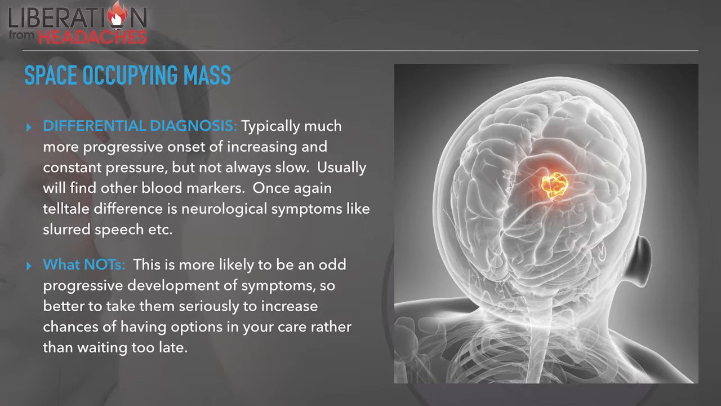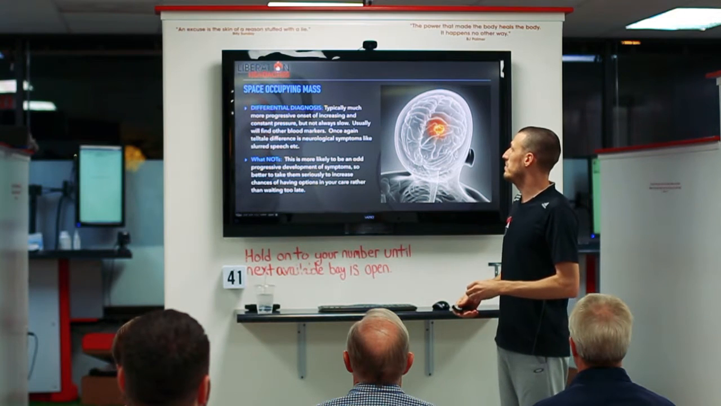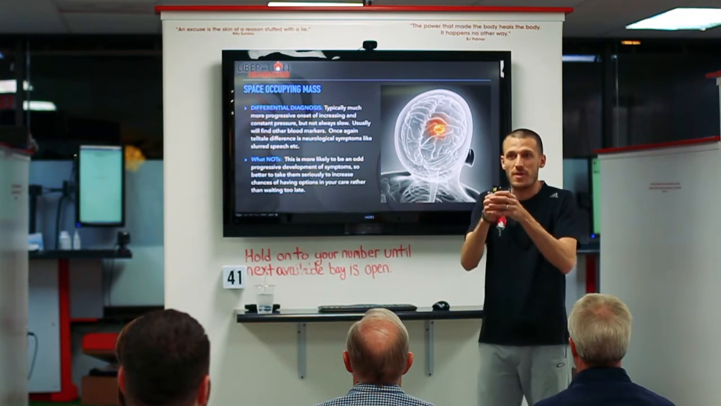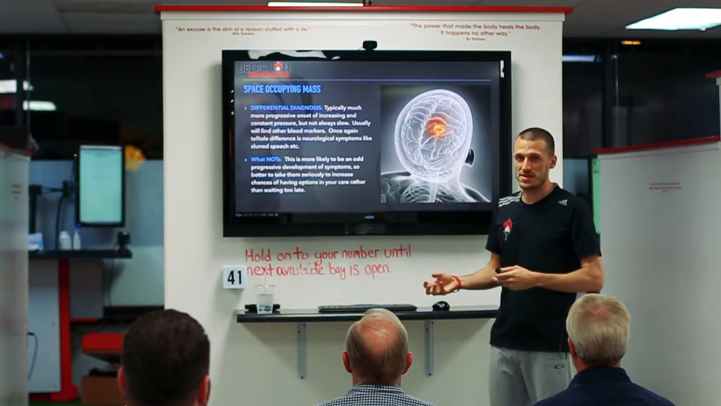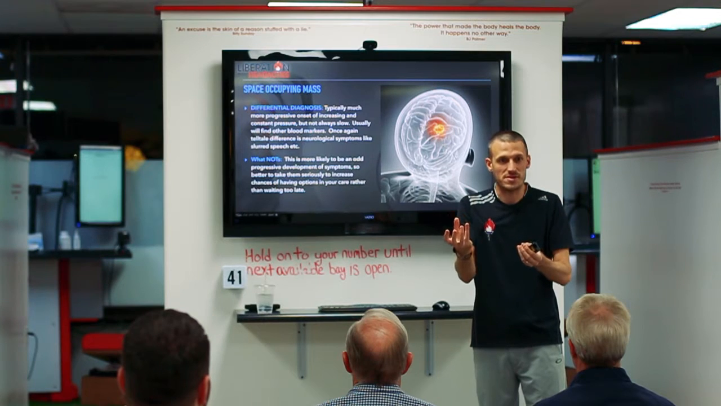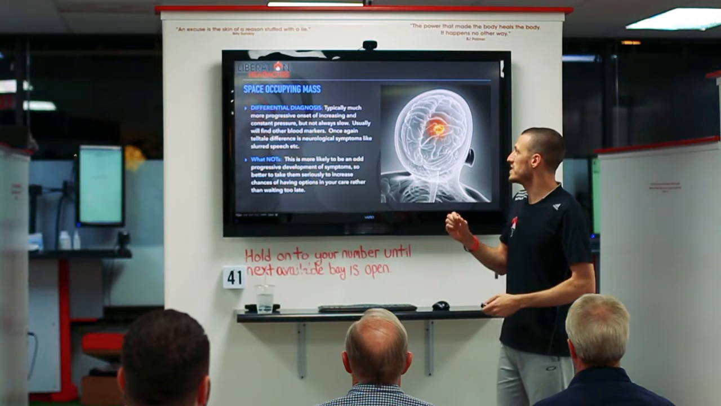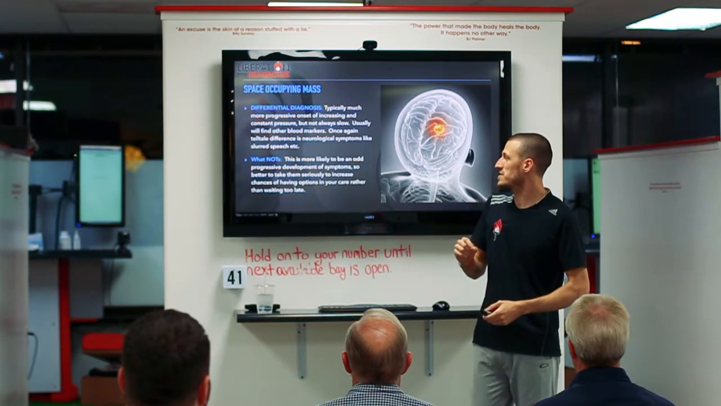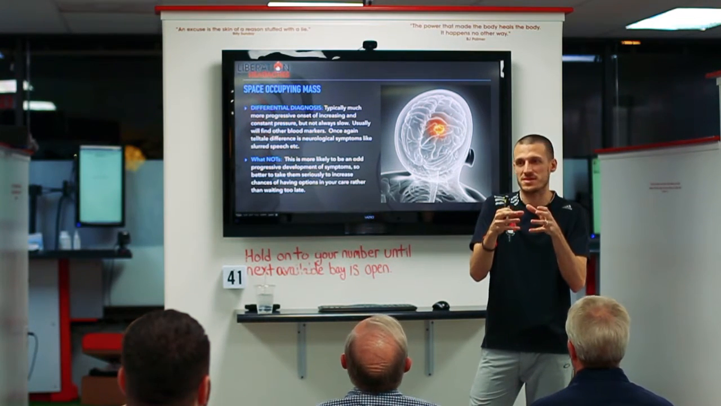Okay, next one, a space-occupying mass. Typically much more progressive onset of increasing and constant pressure, but not always. Okay, it doesn't always have to be. It can be fast. But in most cases it's going to be slow as the mass develops, right? So usually we'll find other blood markers, because whatever is causing that to increase is going to show up somewhere in the blood, but again, not always. Once again, the telltale difference is neurological symptoms like slurred speech, etc., as the brain continues to get more and more compressed from this growing mass inside of it.